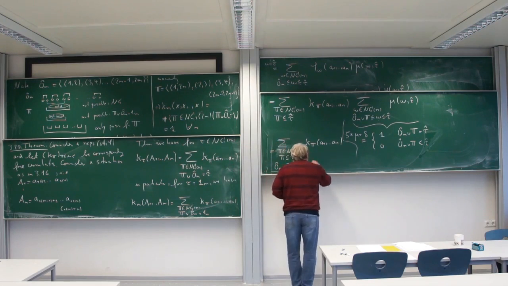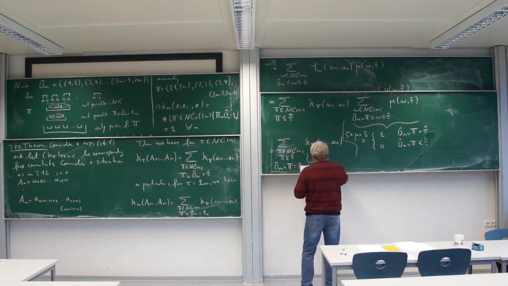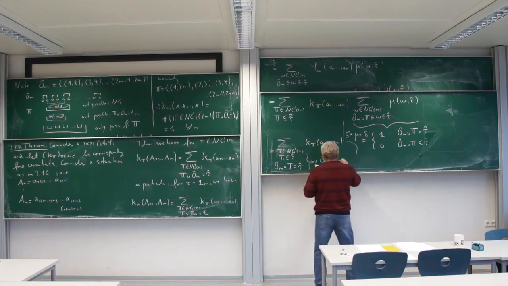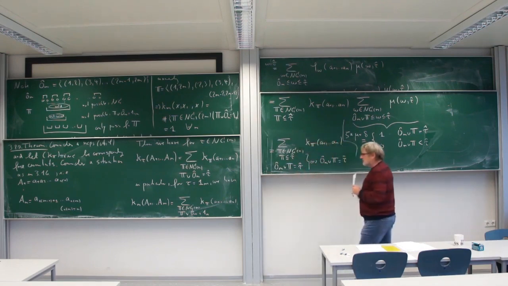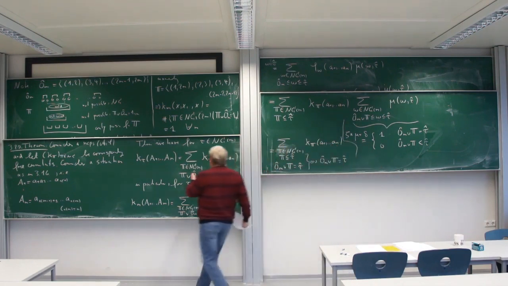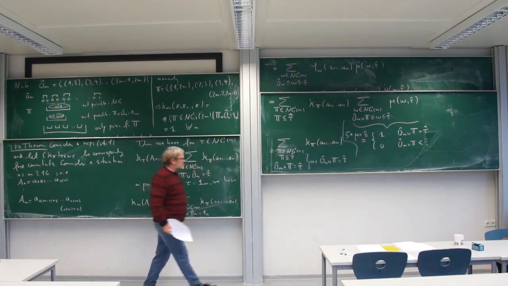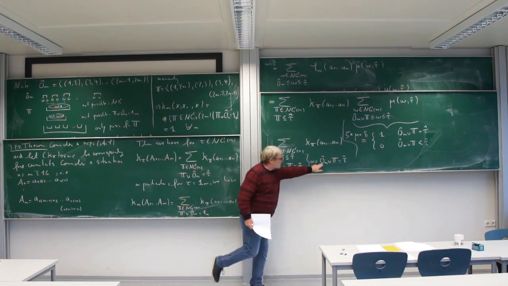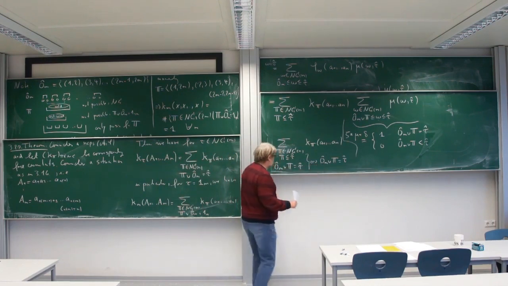So this here is the same as just taking the second condition, 0_m hat is pi is tau hat. That's the condition which we have here. So we are summing over the pi's that satisfy this condition. Yeah, that's the end of the proof.